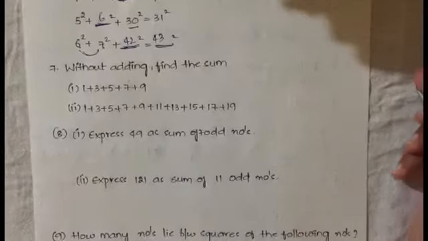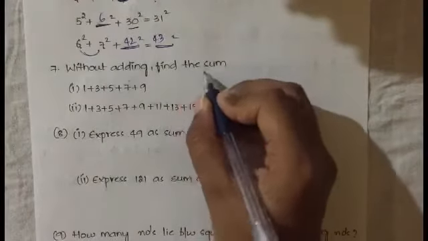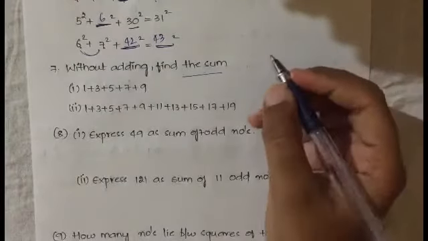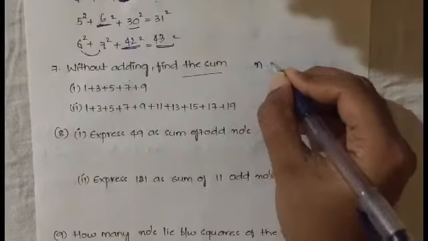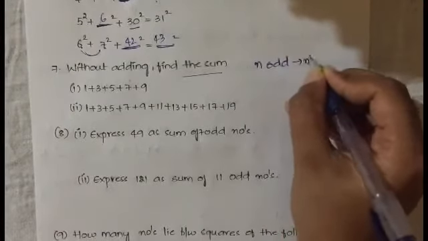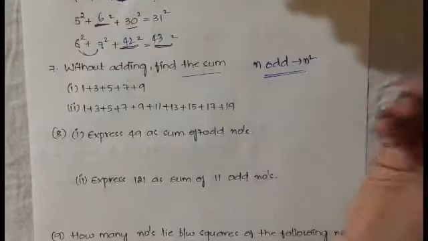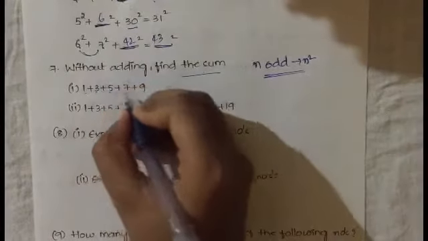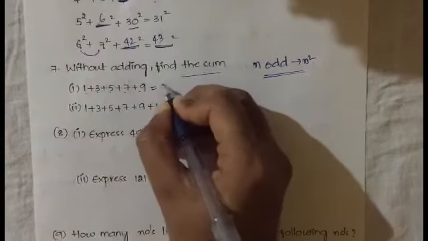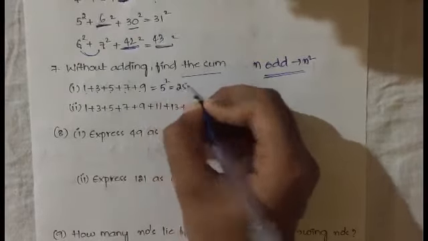Now without adding, find the sum. This is your 7th question. I already said the sum of n odd numbers will be equal to n square. This is the formula we have. So here you have 1, 2, 3, 4, 5. 5 odd numbers. So that will be equal to 5 square and that will be equal to 25.